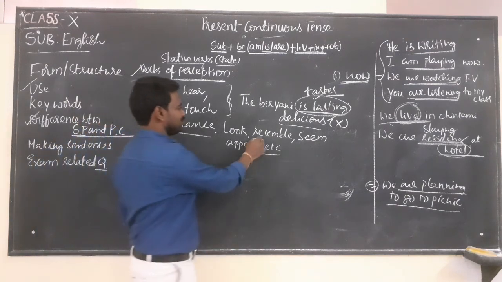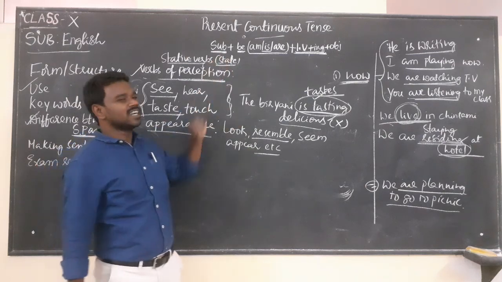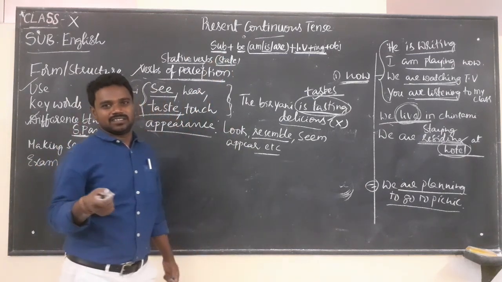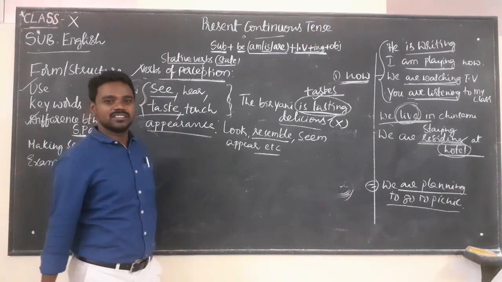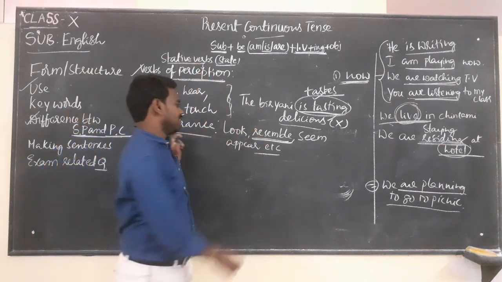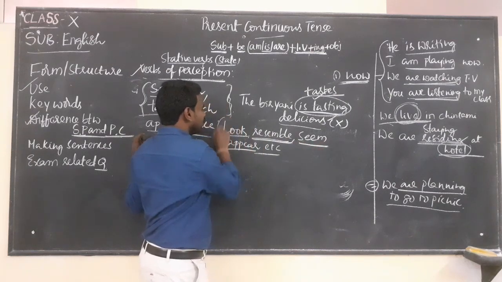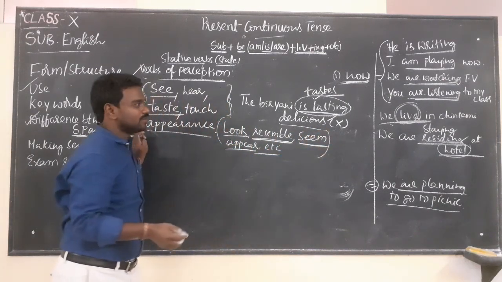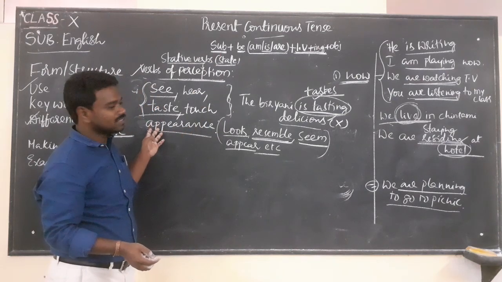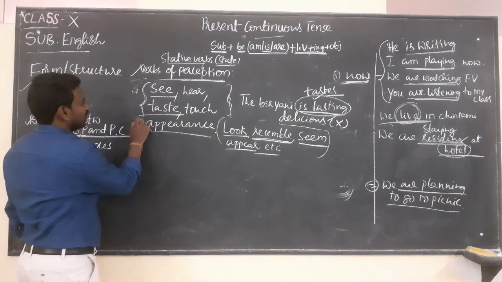At the same time, resemble. She is resembling her sister. We should not say it in present continuous. So what do we have to say? She resembles her sister. They both are alike. In that sense, we use resemble. Resemble, look, appear, seem. All these we should not use in present continuous tense. We have to use them in simple present tense.